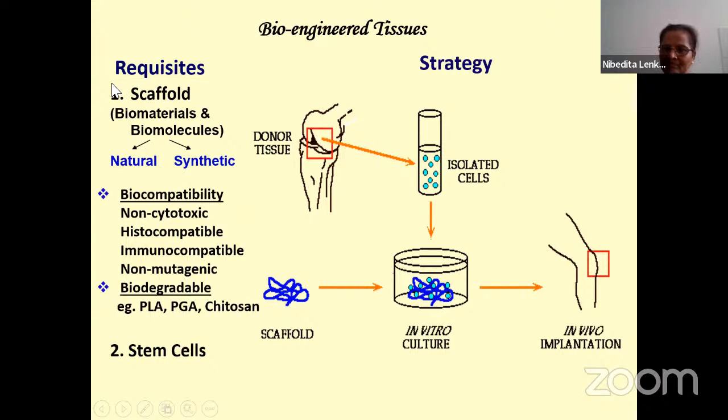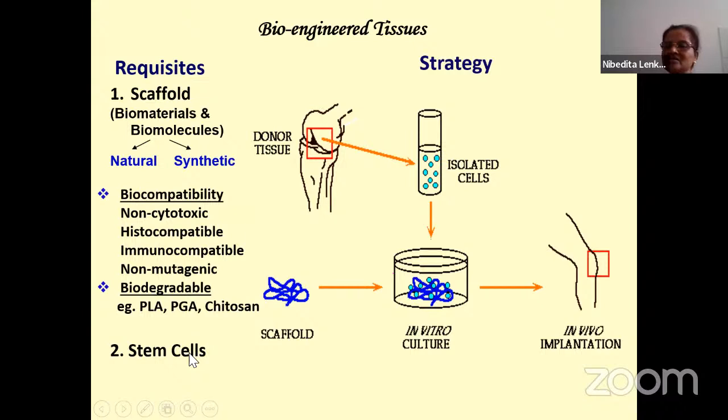So you require a scaffold. How will you prepare the scaffold? Using biomaterial. This can be either natural or synthetic. And then those have to be biocompatible, which means non-cytotoxic, histocompatible, immunocompatible, and without any mutagenic property. In some cases, you also require those to be degraded. Those should not be retained. For example, if you have a bone fracture, people sometimes put a metallic implant. But if you want the bone to regenerate and endogenous bone formation to take place, you don't want any outside implant to be there. So in that case, some of the implant materials that we use are biodegradable, like polylactic acid, polyglycolic acid, chitosan, etc.